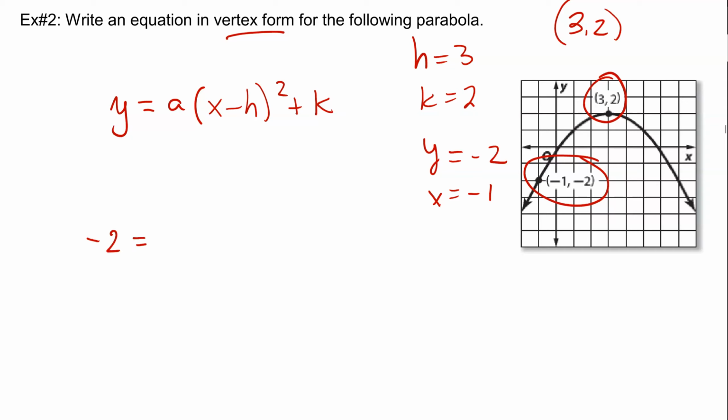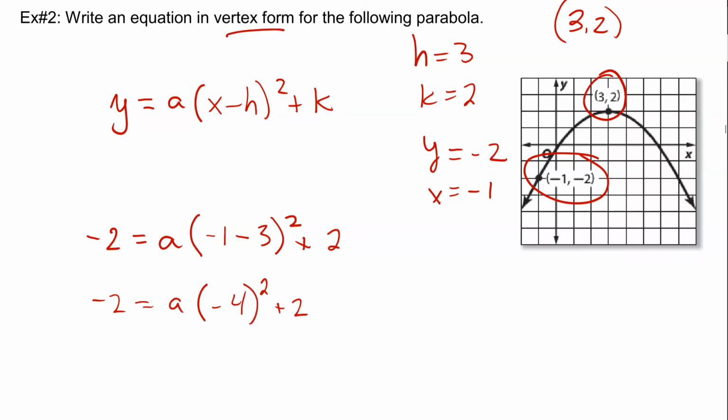So I plug in for my y, -2, equals a. My x was -1, my h was 3, squared, plus k, which was 2. -1 minus 3 is -4.